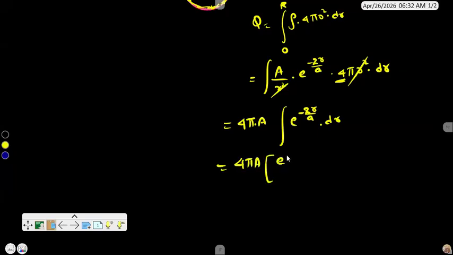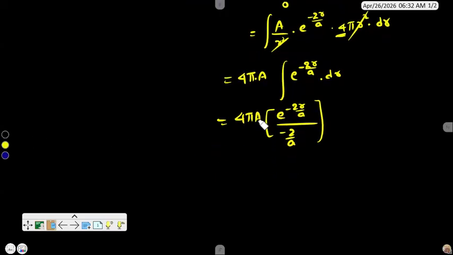This would be e to the power of minus 2r by a as it is, divided by minus 2 upon a. So in differentiation of this, minus 2r upon a is minus 2 by a. So we're going to use that. This is my integration. Then limits are from 0 to r.